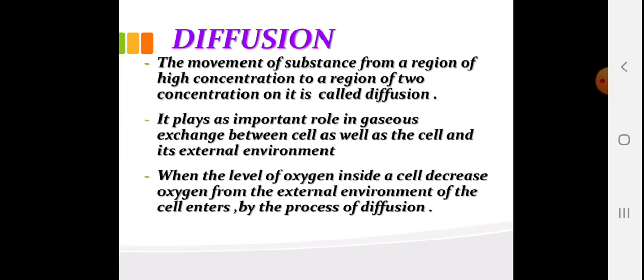Now, let's talk about diffusion. You know that the movement of a substance from a region of high concentration to a region of lower concentration is called diffusion. It plays an important role in gaseous exchange between cells, as well as between the cell and the external environment. When the level of oxygen inside the cell decreases, oxygen from the external environment enters by the process of diffusion. Mainly, diffusion of oxygen takes place in the alveolar cells within the lungs during breathing.